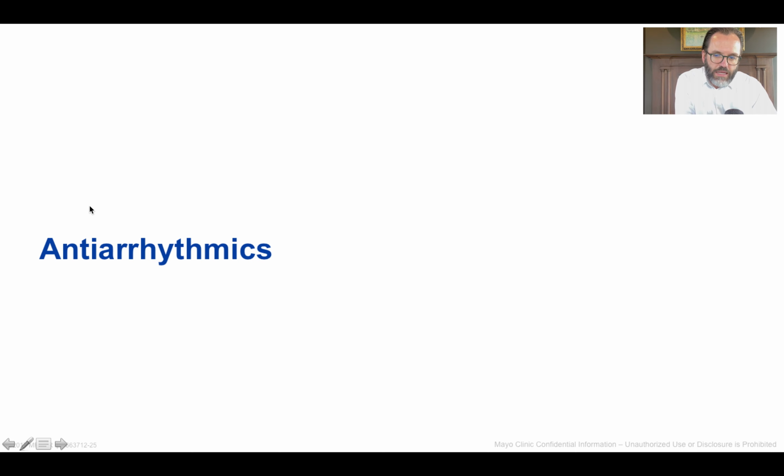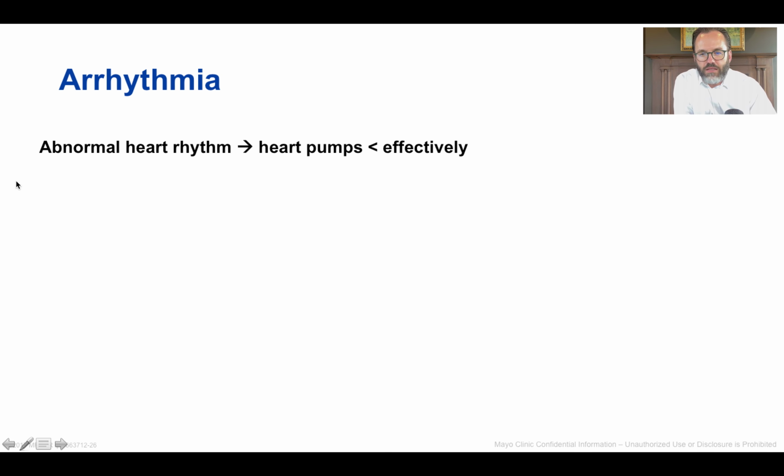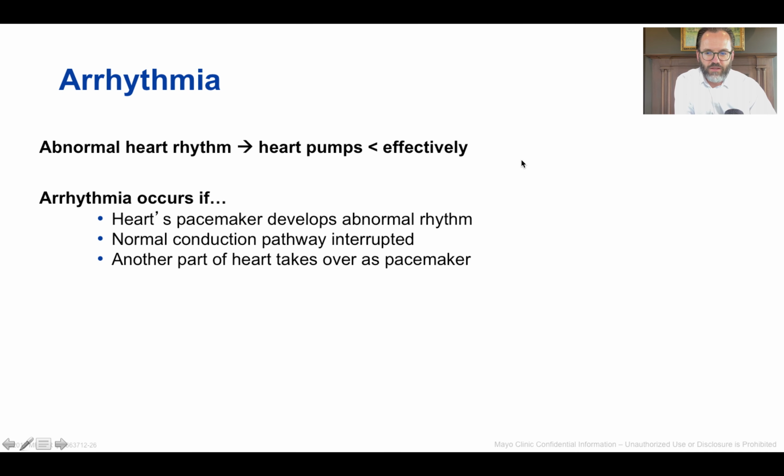Now, finally, when we're looking at antiarrhythmics, an arrhythmia would be an abnormal heart rhythm in some way, shape, or form. The heart can pump effectively in some cases and less effectively in others. An arrhythmia can occur when the heart's pacemaker develops an abnormal rhythm, or when a conduction pathway is interrupted, or another part of the heart takes over as a pacemaker, such as an ectopic pacemaker.